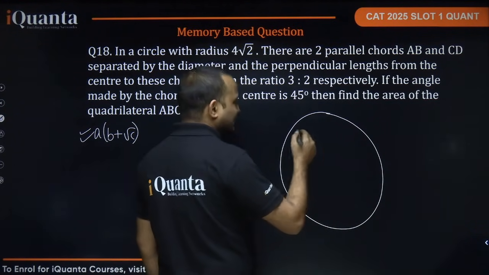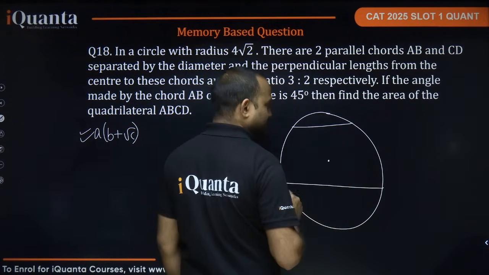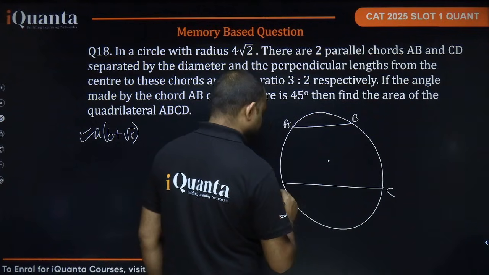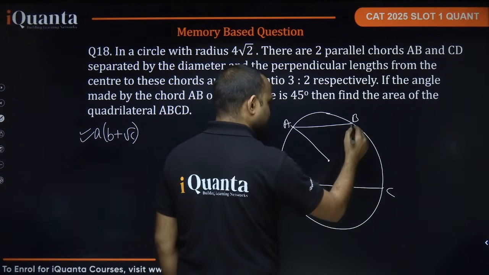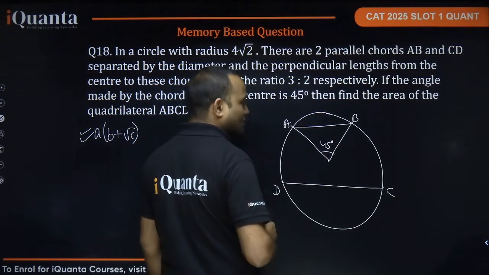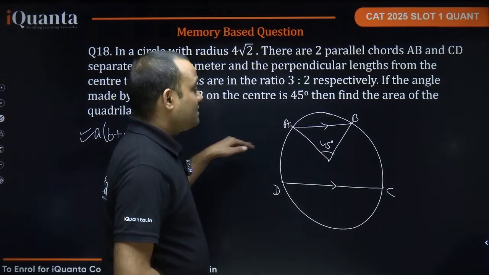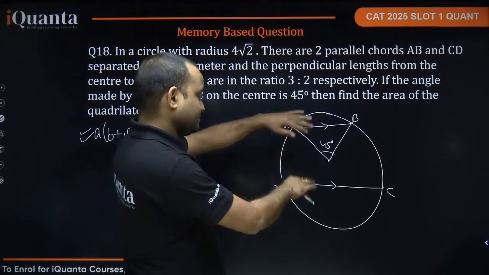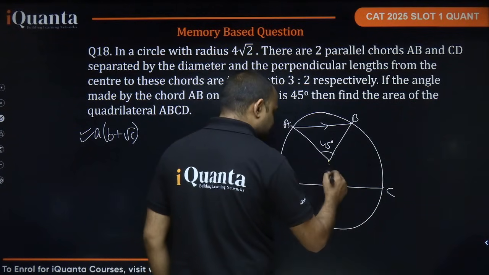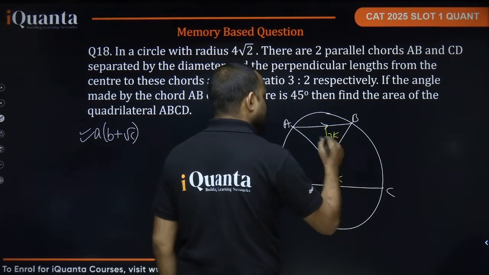Now what's given? Let me explain you. This is the center. Now this is AB. This is CD. This AB makes 45 degree angle on the center. Now AB is parallel to CD, that is also given. Separated by diameter, that means on different regions, right? Now it was given that this distance, if this distance is 2k, then this distance is 3k. That's it. This was given.